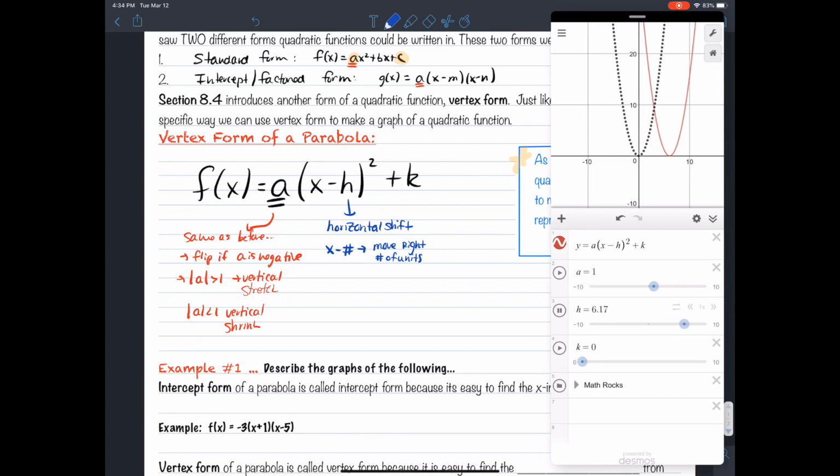And then if I get it to move left, well, I have to say something like this. I'm subtracting a negative. So when I see x plus a number in parentheses, that is going to move the graph left that number of units.